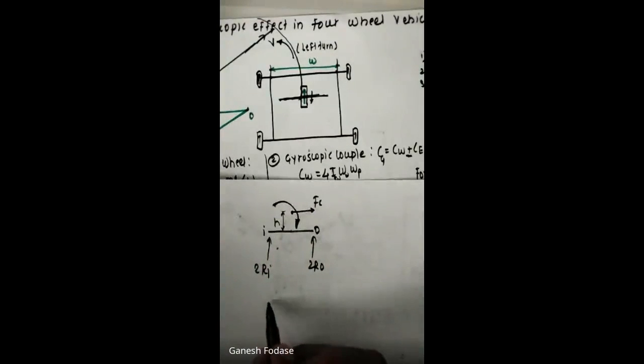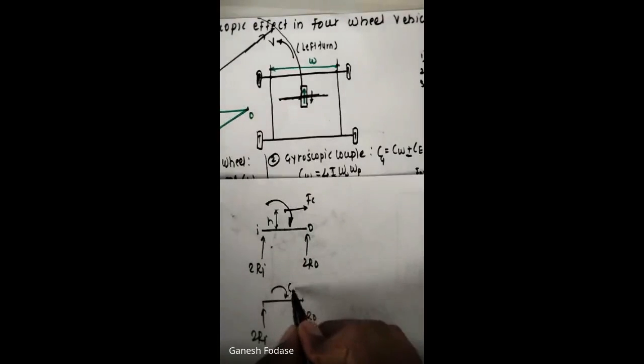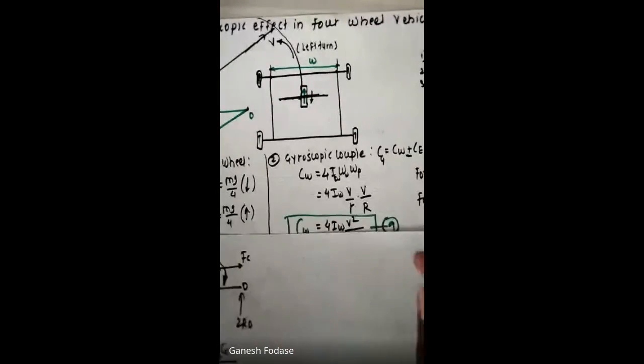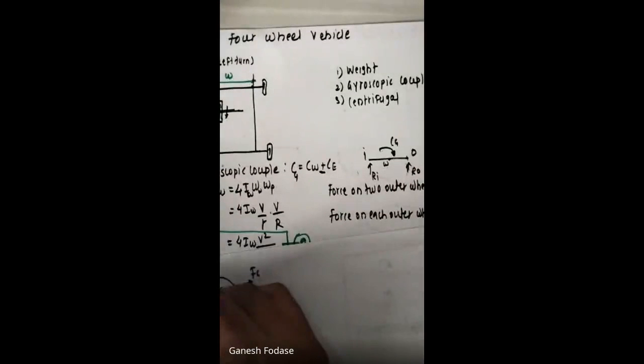So in a simplified way, we can also draw like this. This is twice RO. This is twice Ri. And the couple is like this. And which couple is this? This is the centrifugal couple due to centrifugal force. Let's call it Cc. The previous one we discussed here is Cg. So it is due to centrifugal force, the third one.